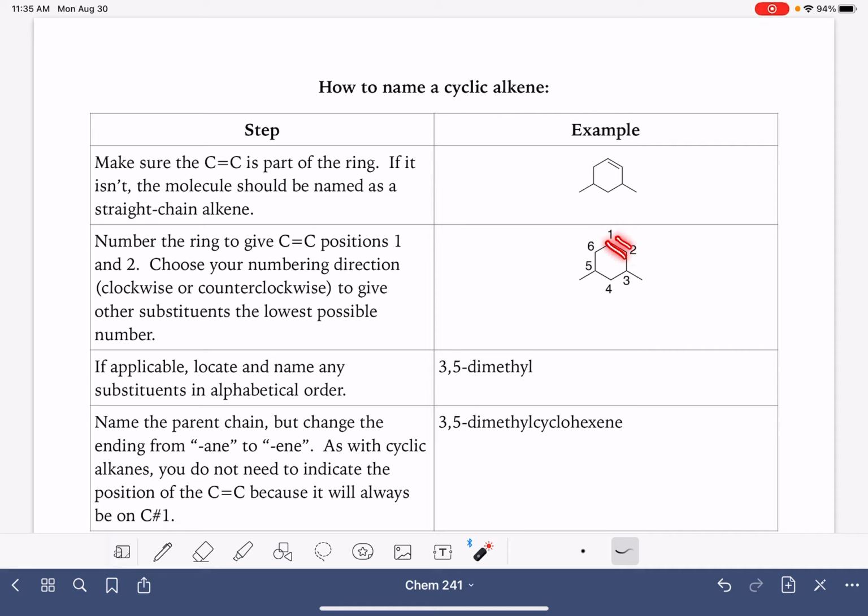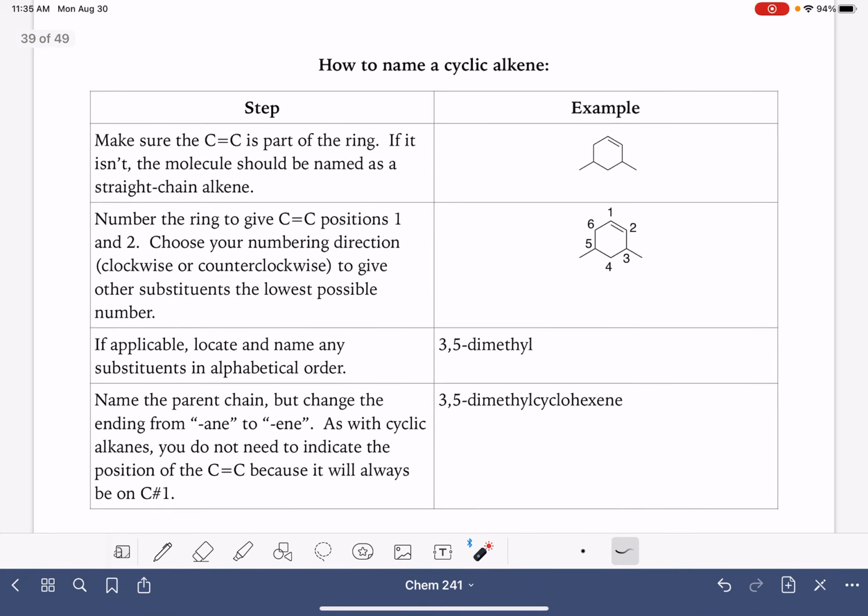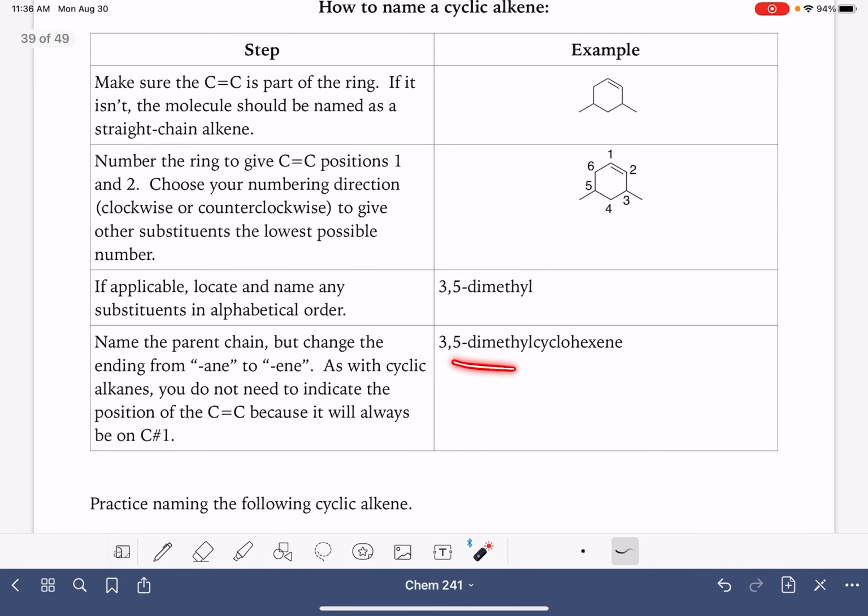We make our decision, 1 and 2 like that versus 1 and 2 like this, based on the position of the other substituents on the ring. So we're going to choose our numbering direction, clockwise or counterclockwise, to give the other substituents the smallest possible number, just like we would normally do for any sort of numbering on a cyclic molecule. Locate and name your substituents in alphabetical order. This has 2 methyls on carbons 3 and 5. And then name the molecule.